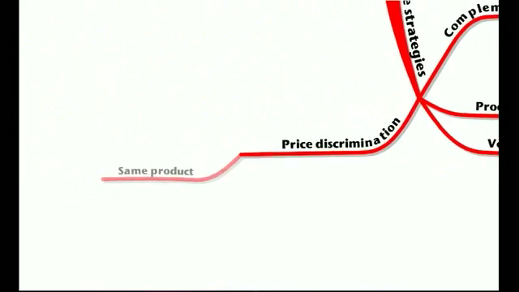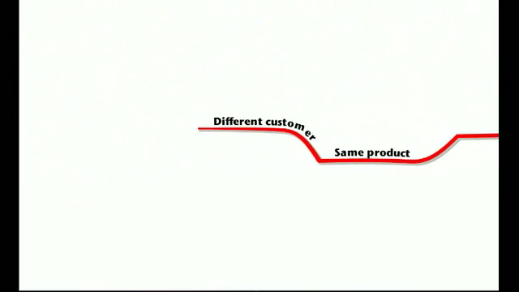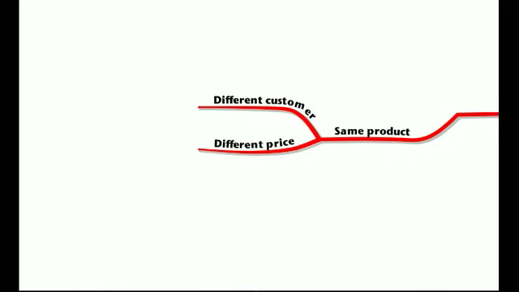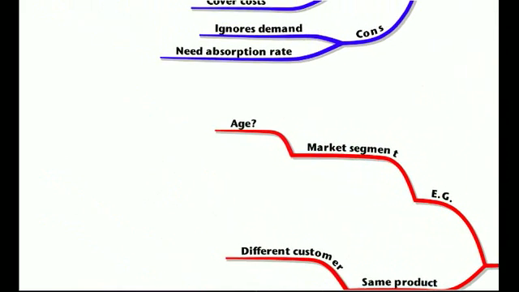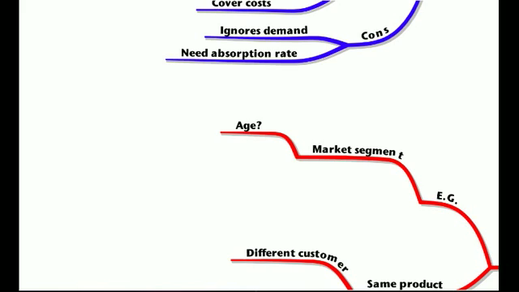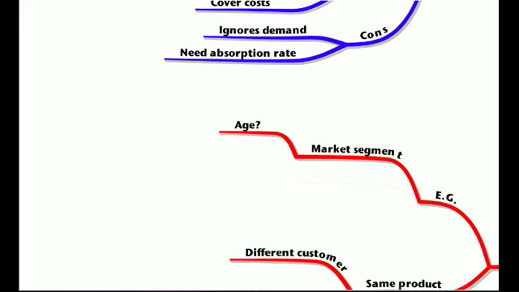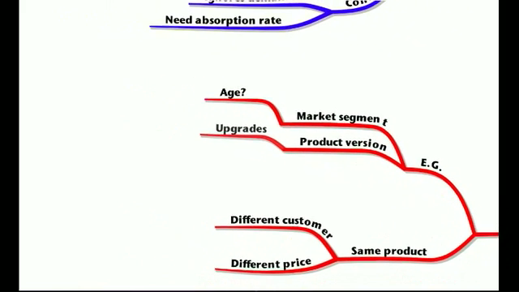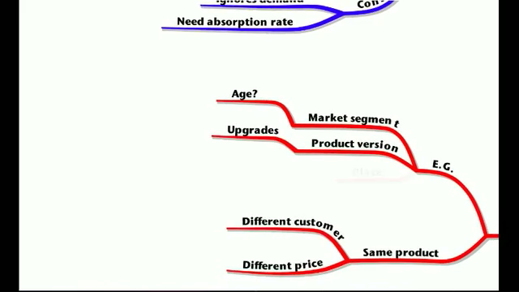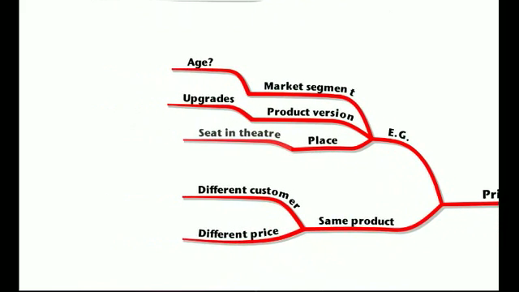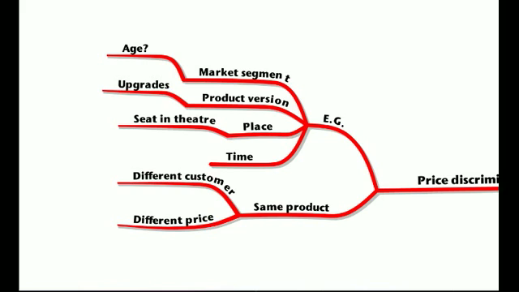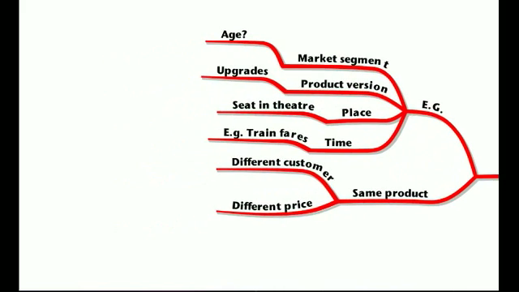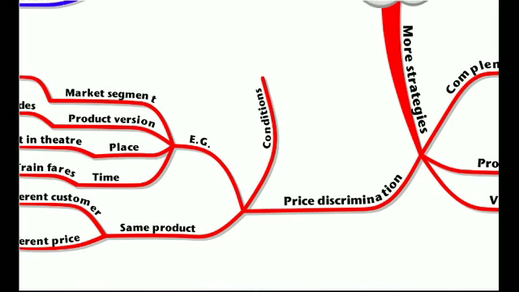Price discrimination, this is where you have the same product, but you have different customers and you charge a different price. Okay, some examples of that. Market segmentation. Okay, you might segment your market into age and charge a different price for, say, pensioners and students. By product version, okay, an upgraded version might be more expensive. By place, so I'm thinking here about maybe seats in the theatre, or indeed by time, so maybe different rail fares for different times of the day. So those will all be examples of price discrimination.